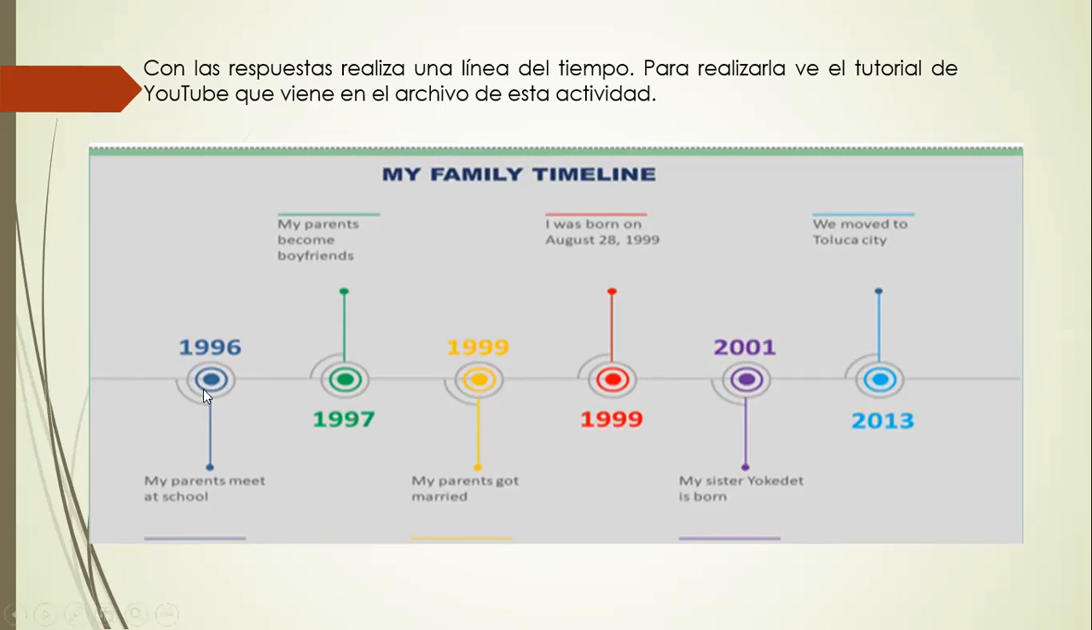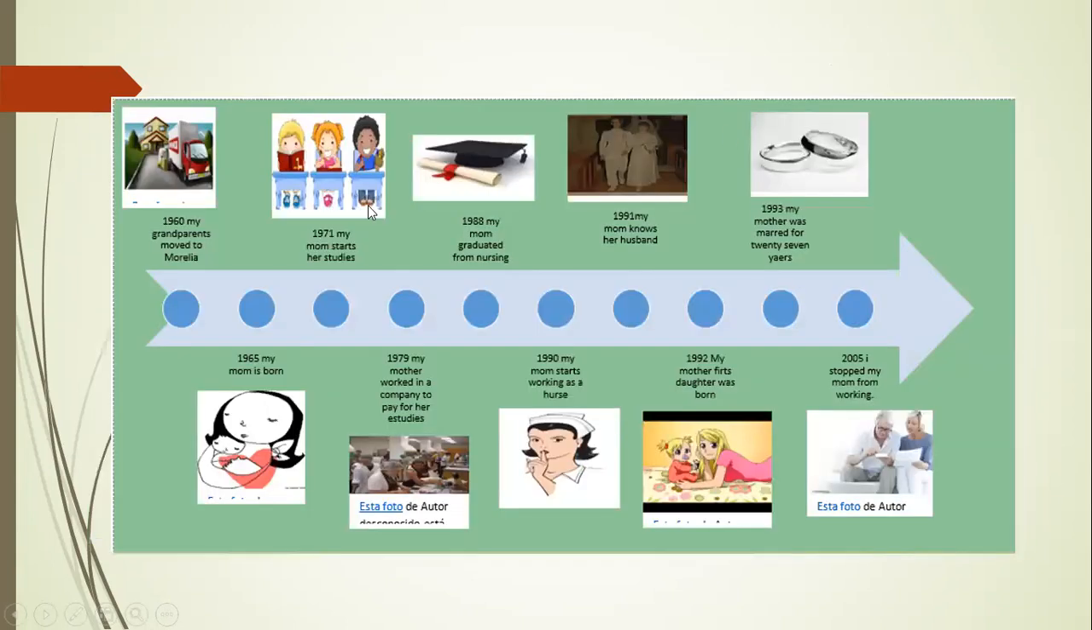Like in this case, in 1996, my parents met at school. In 1997, my parents become boyfriend and girlfriend. In 1999, my parents got married. In 1999, I was born on August the 28th. In 2001, my sister was born. And in 2013, we moved to Toluca City. Look at this. This is a good family timeline. I have another example. This is another, and it's okay.